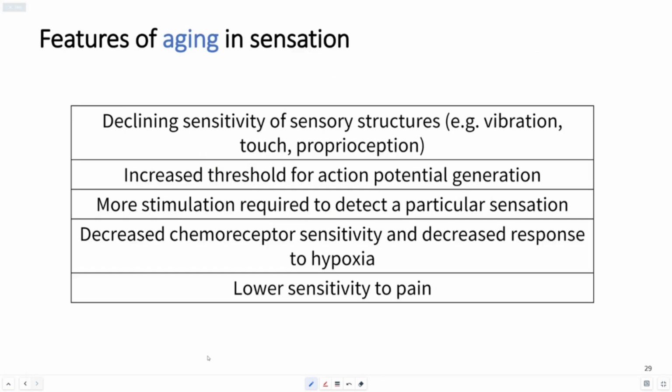As we age, our sensation also decreases. Declining sensitivity of the sensory structures, such as vibration, touch, and proprioception, occurs. There's also an increased threshold for action potentials to be generated, so we're less sensitive. There's also more stimulation required to detect a particular sensation. There's also decreased chemoreceptor sensitivity and a decreased response to hypoxia. In general, there's going to be a lower sensitivity to pain versus when you were younger.